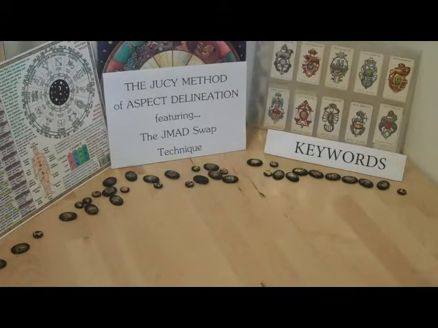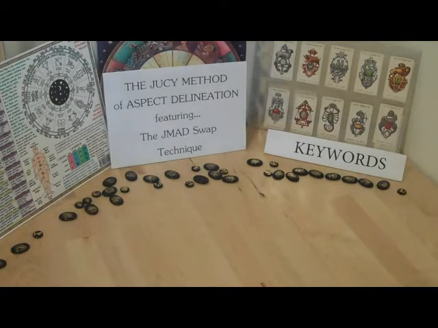The JMAD swap technique, the Juicy method of aspect delineation, supposes that if you swap the domicile and or co-ruler signs of each planet you want to delineate, you'll get an immediate picture of what the connection means without having to pull planet-to-planet keywords. As a student of astrology, before learning aspects, we learn how to combine planets and signs together, and which planets are in domicile, co-ruled, exalted, in fall, or detriment. So by the time we get to learning aspects, we already have an immediate knowing of what a sign in planetary domicile or co-ruler represents.